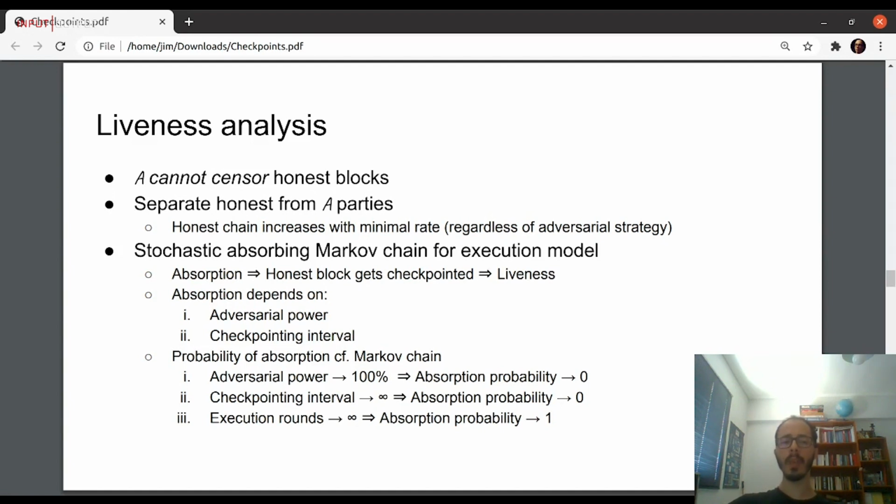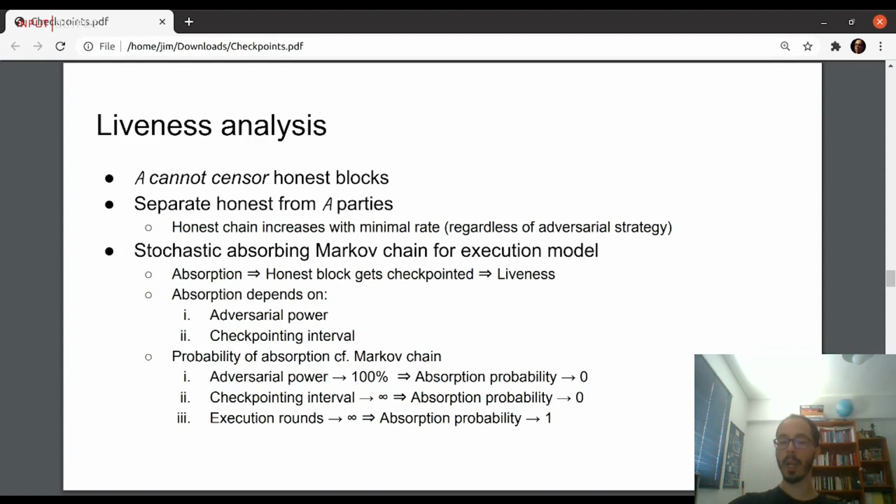Now, the way that we analyze the system is by using a stochastic absorbing Markov chain. So absorption in the Markov chain is the state where an honest block gets checkpointed. The execution of the Markov chain begins the moment that the transaction is created. And if the execution goes into the absorption state, that means that an honest block gets checkpointed. And at that point, as I explained before, we have liveness, because the transaction becomes part of a stable block.